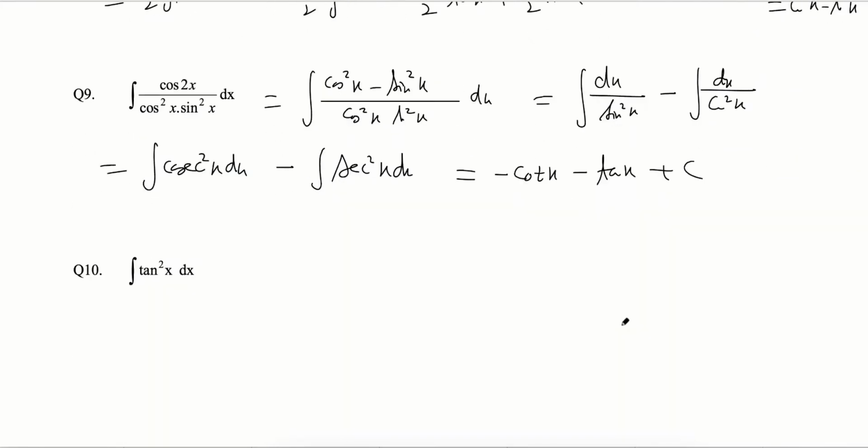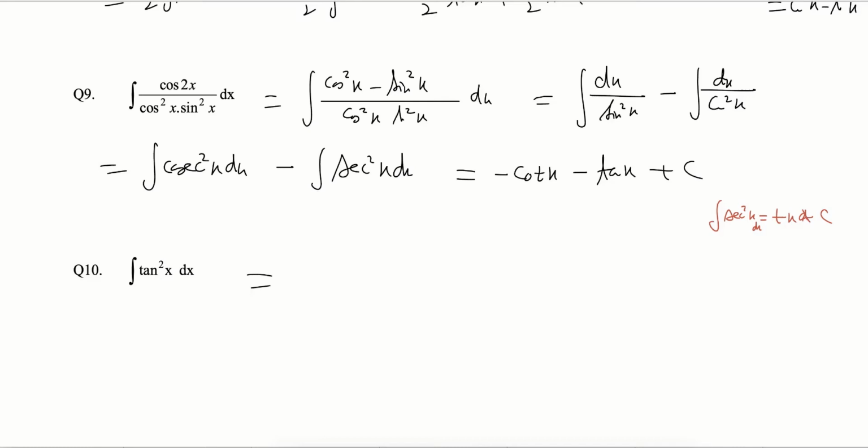Damn simple question. Tan square x. We don't have any formula in terms of tan square x, but we do have a formula. And what is that formula? Integration of secant square x is tan x plus c. Remember all of you, because the differentiation of tan x is secant square x. So secant square x integration is tan x.